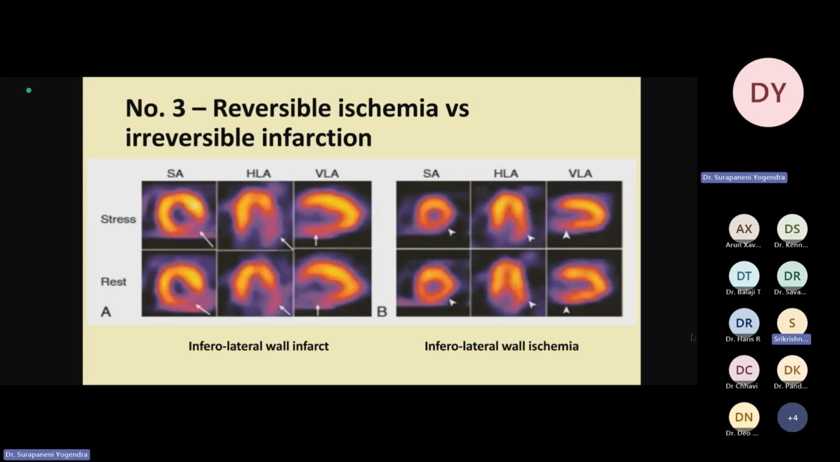Coming to the second one, where inferolateral wall ischemia is there, the stress image shows decreased perfusion in the short axis, vertical long axis, and horizontal long axis, which improves at rest. So the second one clearly shows reversible ischemia.